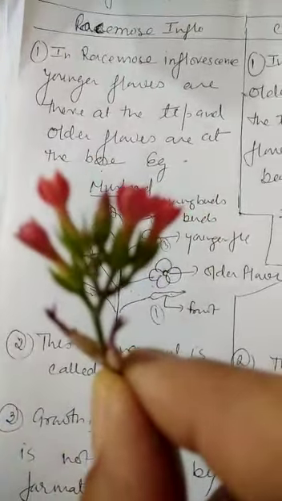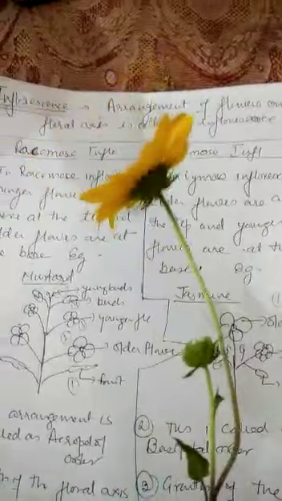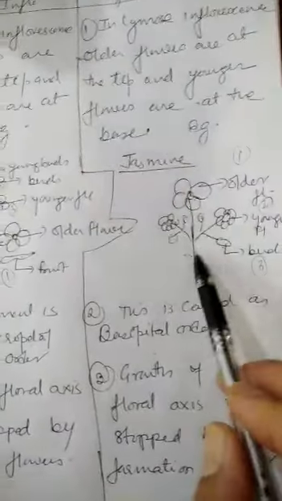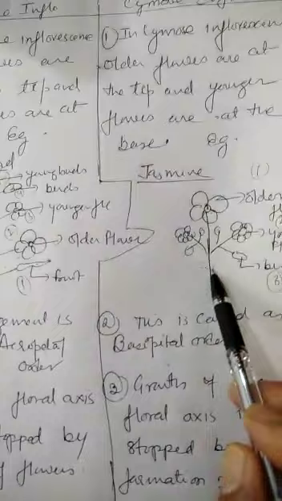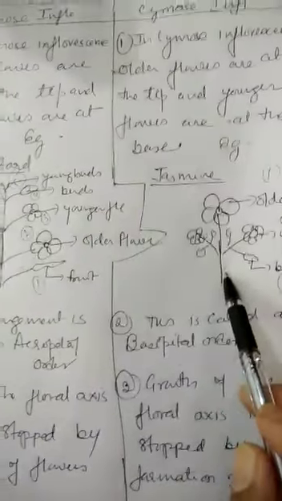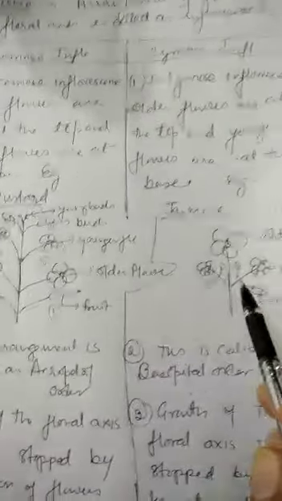You can see in this, the growth of the floral axis is not stopped by the formation of flower. But here you can see the growth of the floral axis is stopped by the formation of flower in cymose inflorescence. This diagram is given in your book also. I will be showing it in the book. But first I want to show you in my garden. The cymose inflorescence is very much there in jasmine, which I am showing you, the jasmine plant.